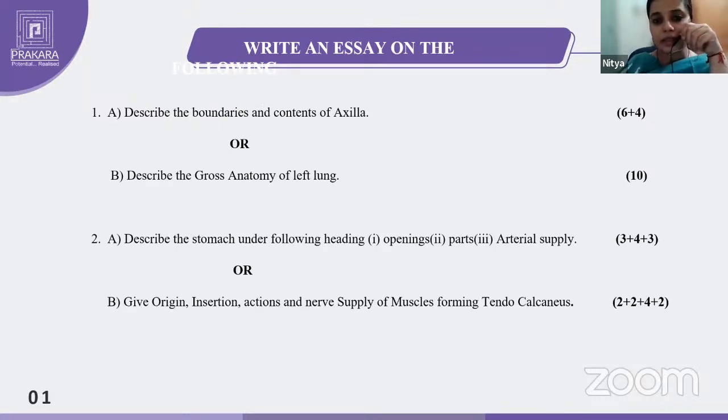So that is about the essay, as I already mentioned. From the first you can answer either axilla or gross anatomy of the left lung, any one of these. And from the second you can answer the stomach or the tendocalcaneus, any one of these.